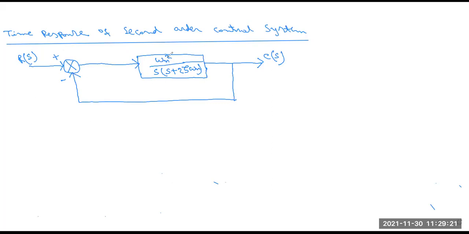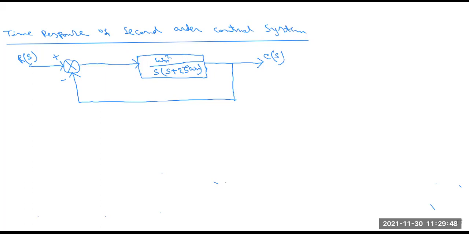Here this omega n and zeta we will discuss broadly in a later part. Just remember all of you that omega n is the natural frequency of the oscillations, and zeta is the damping. Okay, zeta is the damping. So this is the block diagram of the second order control system.